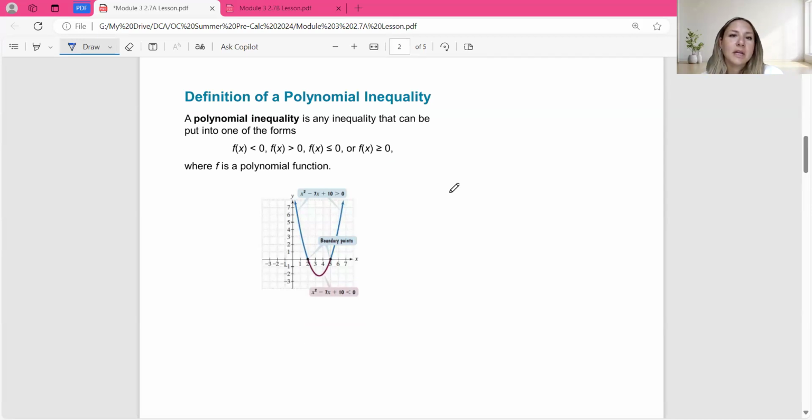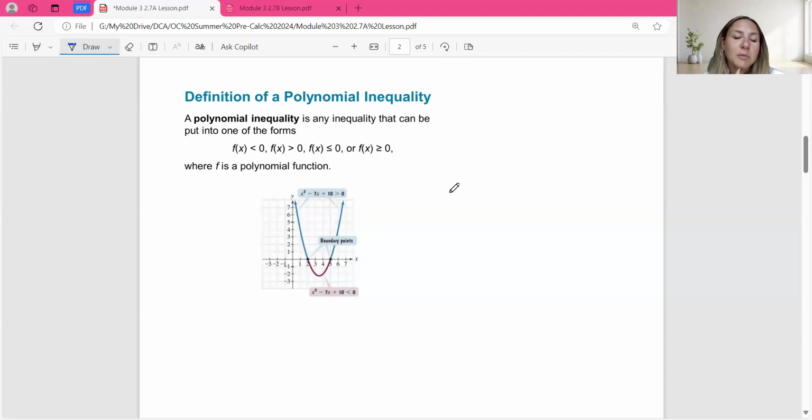So a polynomial inequality is an inequality that can be put into one of these forms. So we have a polynomial function f of x, and then we know inequalities are the less than, greater than, less than or equal to, greater than or equal to. So we just have to make sure everything with the function is on one side of the equation, and then we'll have 0 to the other side of the inequality. And that's what we want the form of a polynomial inequality to be in.